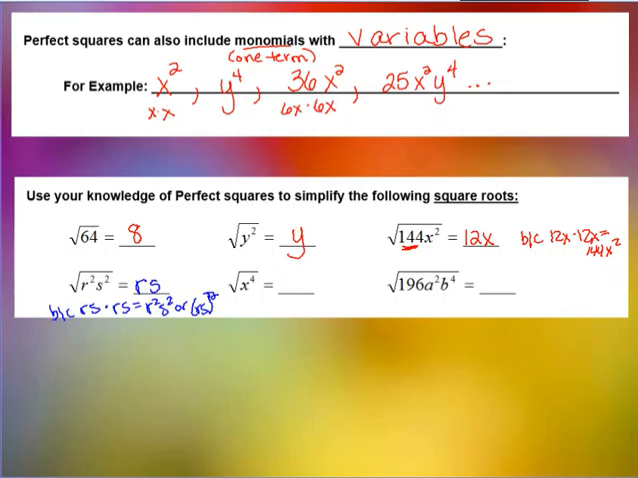Okay. Next one, the square root of x to the fourth would be x squared, and the square root of 196 is 14. And then we have the square root of a squared would be a, and the square root of b to the fourth would be b squared.